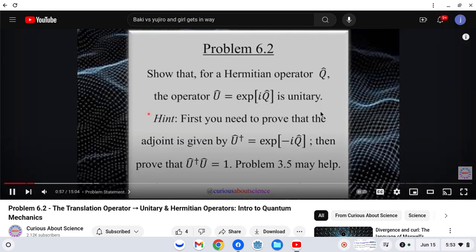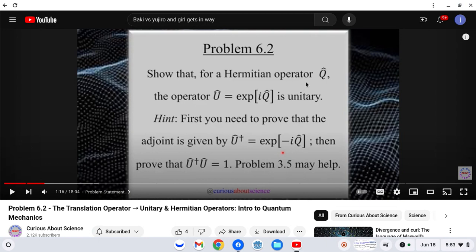Okay? And then he gives us a hint that first you need to prove that the adjoint, which is the dagger, again the conjugate transpose, is equal to the negative in the exponential. Then all we have to do is prove what U dagger U is, and hopefully that should come out to 1. Problem 3.4 may help. I don't know what that is.